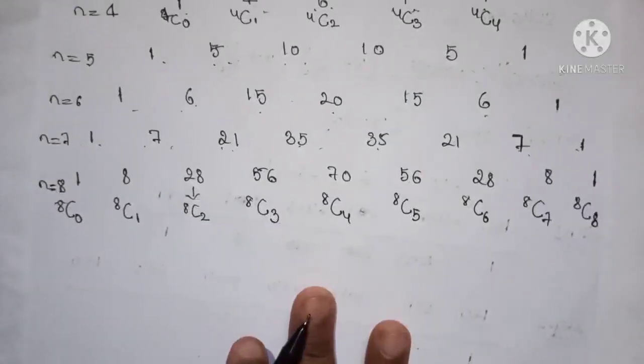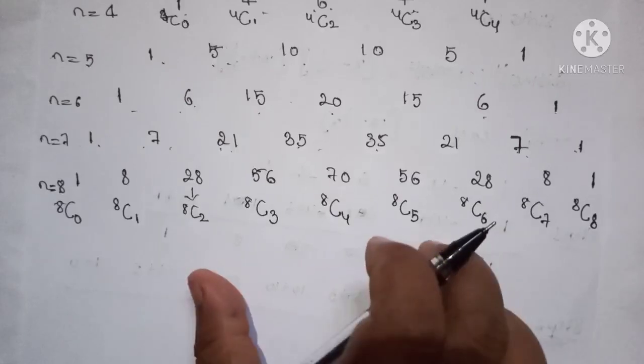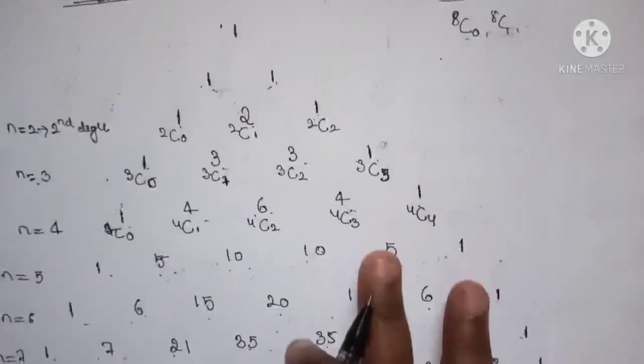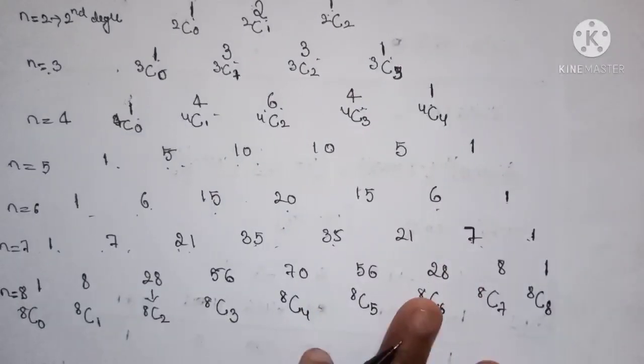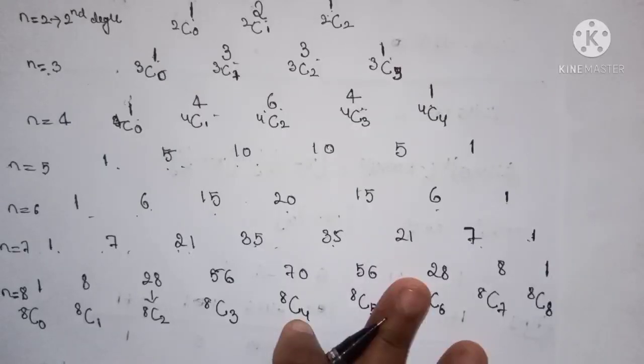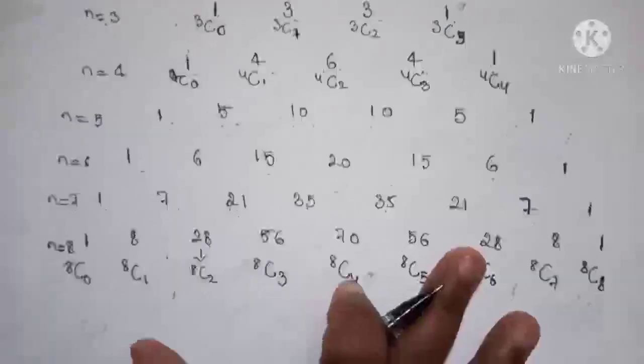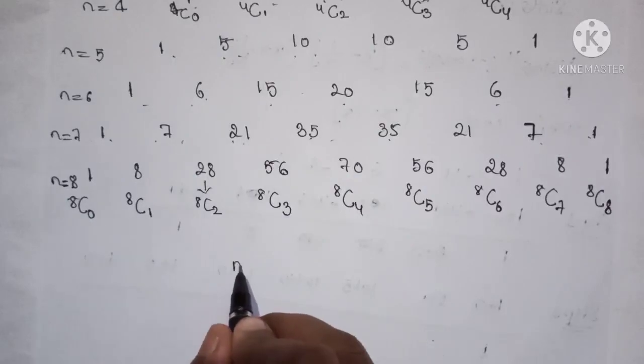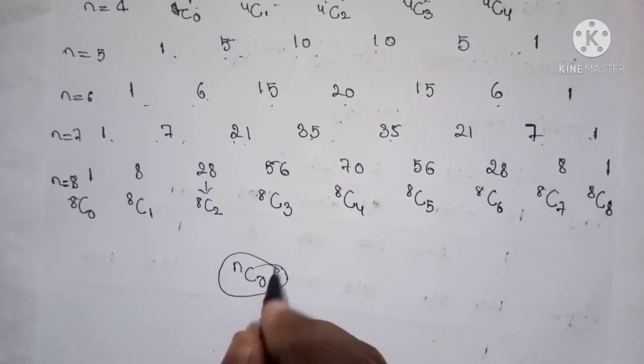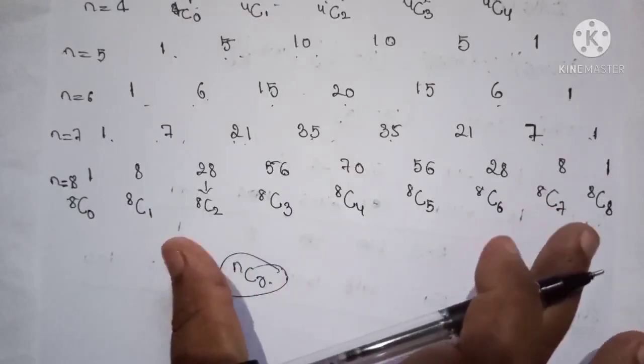Okay, so like this you can get any binomial coefficient by using this Pascal triangle. This is called the Pascal triangle rule. This is the very easiest method to get the coefficients without using the formula, that is nCr formula. You can directly get all the coefficients at a time.